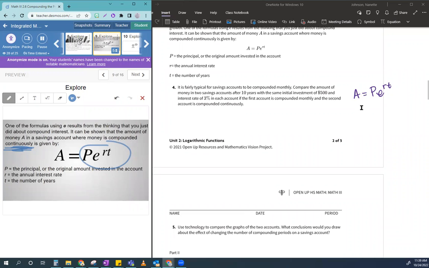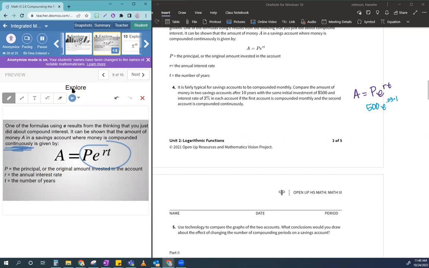What do I put instead of E? So that's a trick question. You put E, right? Oh yeah, you can put 2.718, but you can actually put E into Desmos and it'll calculate it for you. What do you put instead of R? Very good. R is 0.03. And what do you put instead of T? Very good.